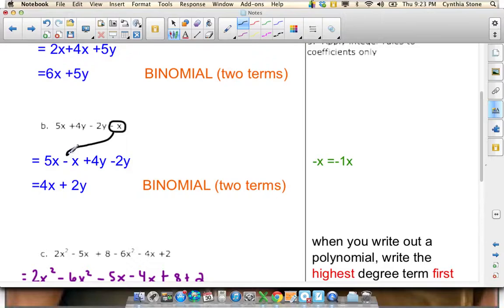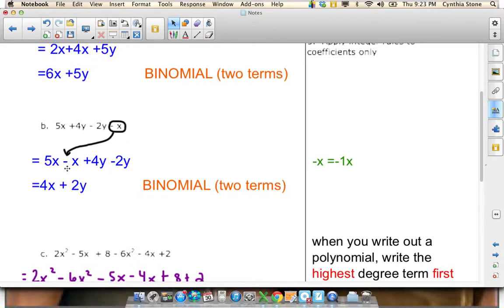This negative has to come with it. It is the most important thing that you do. Well, maybe not in life, but when collecting like terms, it's so important that you put the same sign. So as I rewrite this then, 5x, I want to bring the x parts all together and the y's all together. So the whole negative x comes here.